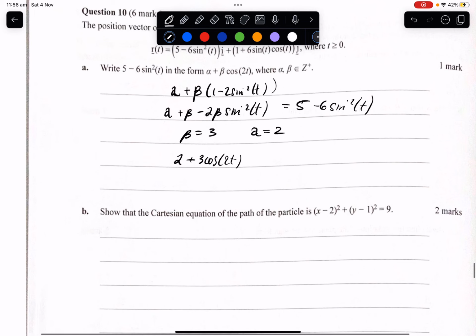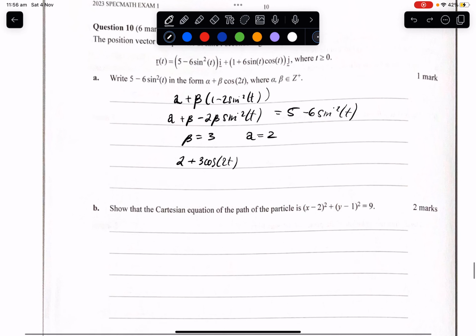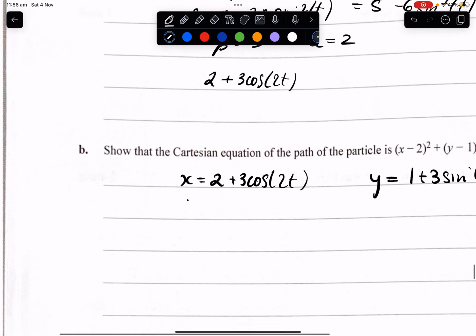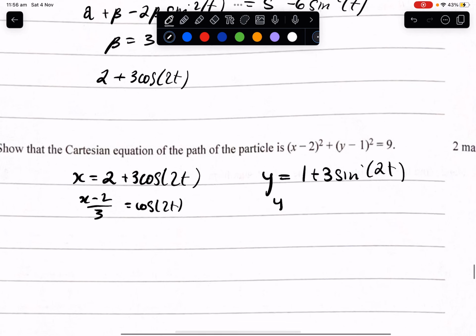Okay, so you don't have to check that, because if you get this right, then I guess you've done it right. So you can say x is equal to what we found, 2 plus 3 cos 2t. y is equal to this part, but remember this is 1/2 sine 2t, so this is 3 sine 2t. So this is going to be 1 plus 3 sine 2t. That means (x minus 2) on 3 is equal to cos 2t, and (y minus 1) on 3 is equal to sine 2t.